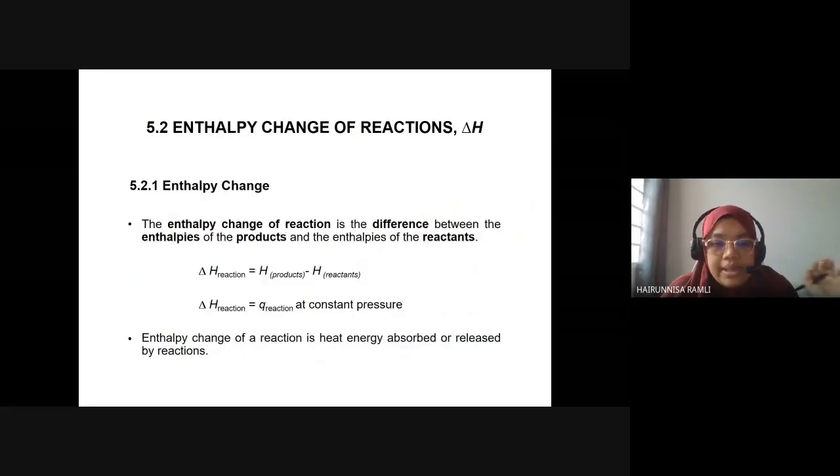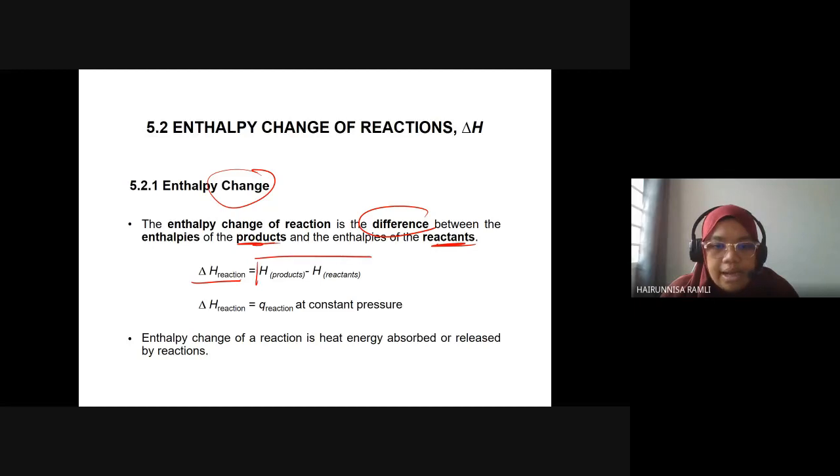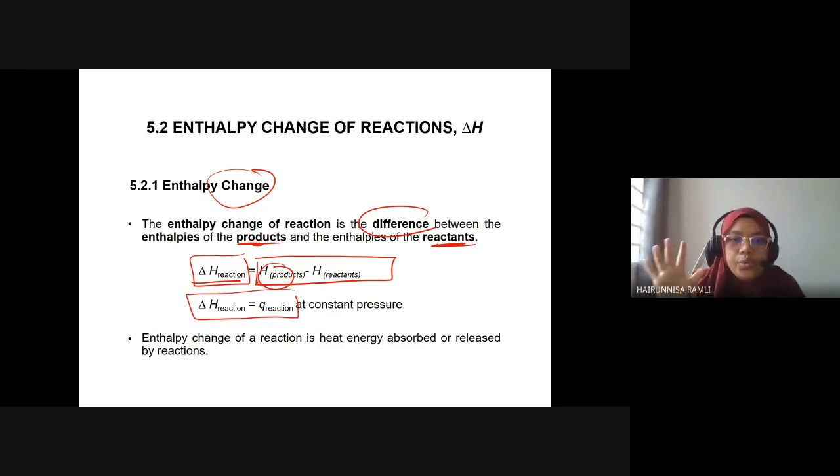Okay, so bila kita mention about delta H tadi, bila kita kata change kan, it's actually the difference between product punya enthalpy dengan reactant punya enthalpy. So that's why delta H reaction is H product minus H reactant. Kalau you nak measure this satu je macam tu, you tak boleh nak measure. Tapi bila you dapat this delta H, then you can know the H product minus H reactant. So that's why basically the delta H is also related to the Q, the heat lah.